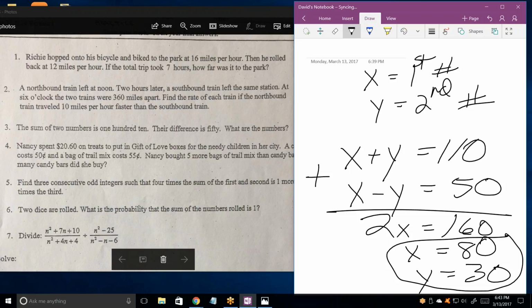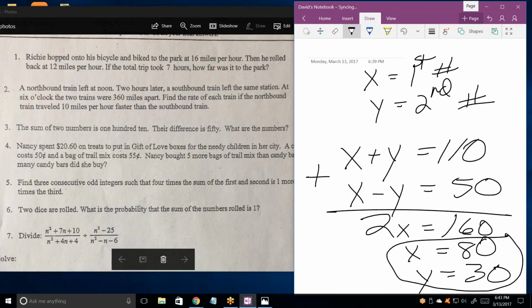But the goal was to solve for both numbers. They didn't say which one is X and which one is Y. They don't care. Just which two numbers add to 110 and subtract to 50. Well, these two. So that's as straightforward as they get. That's as simple as they get.